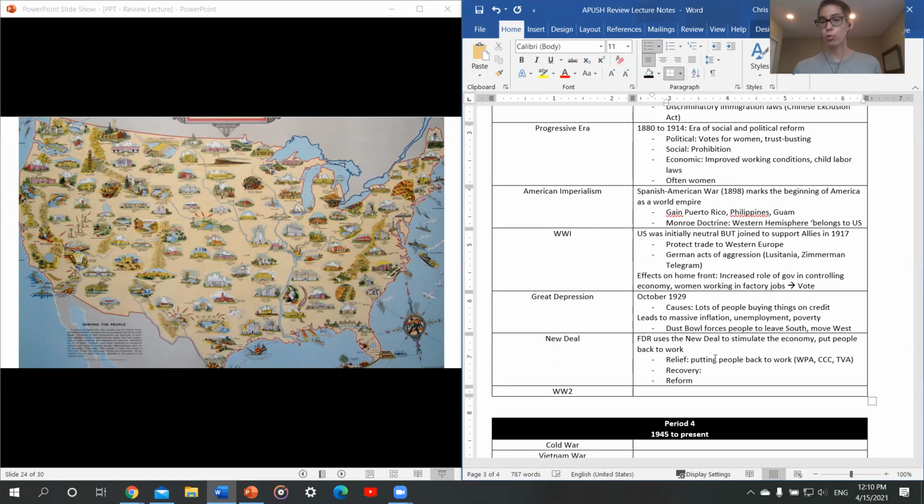Recovery is kind of about getting businesses back. So there was a bank holiday that put a freeze on the opening of banks so that they could stabilize. He offered loans to businesses to get them back on their feet.